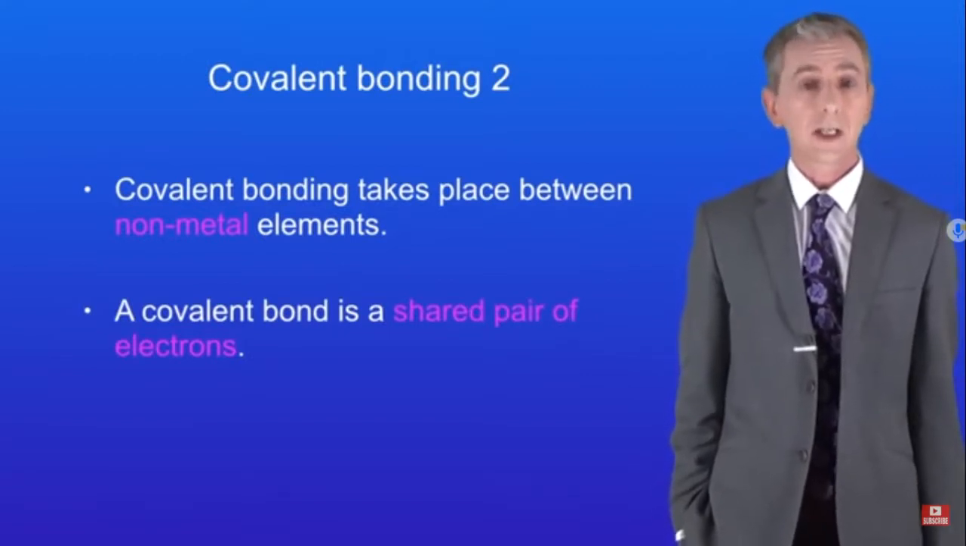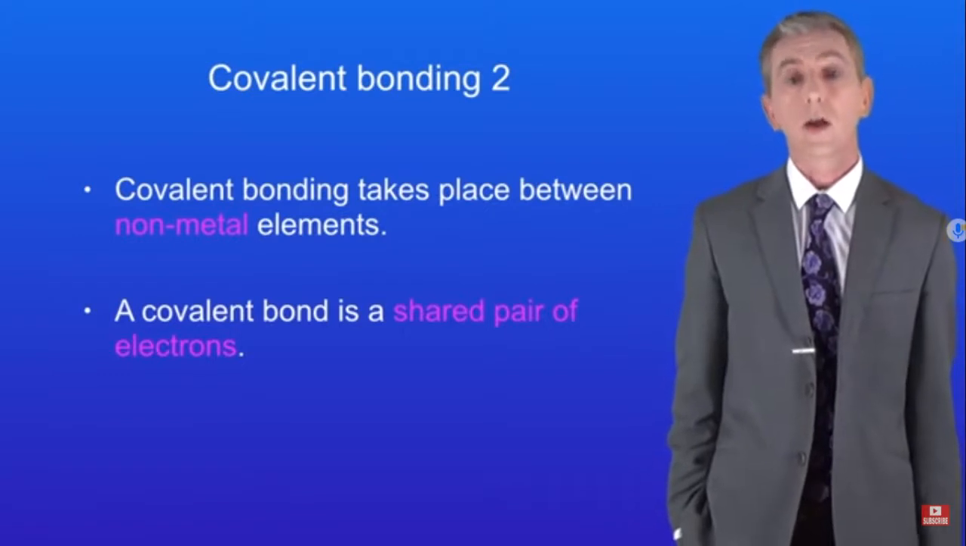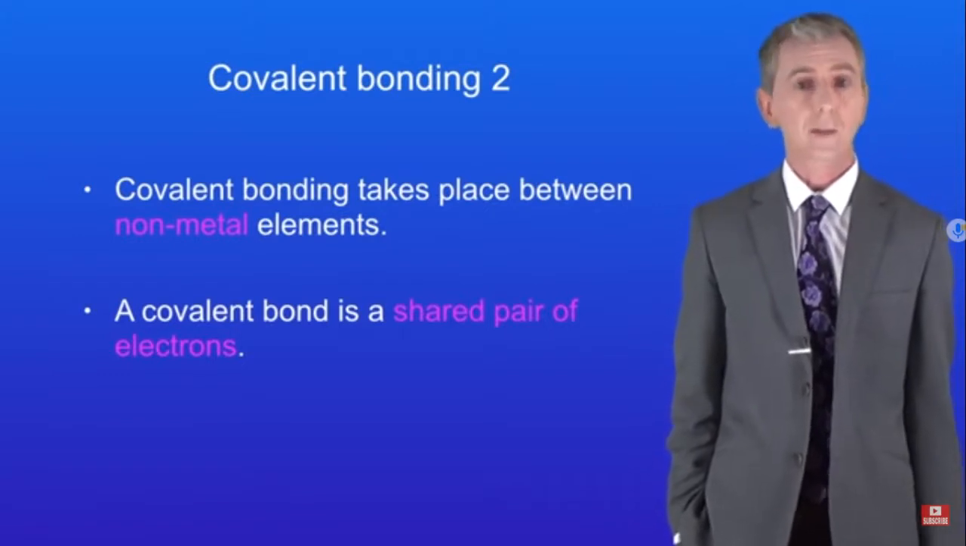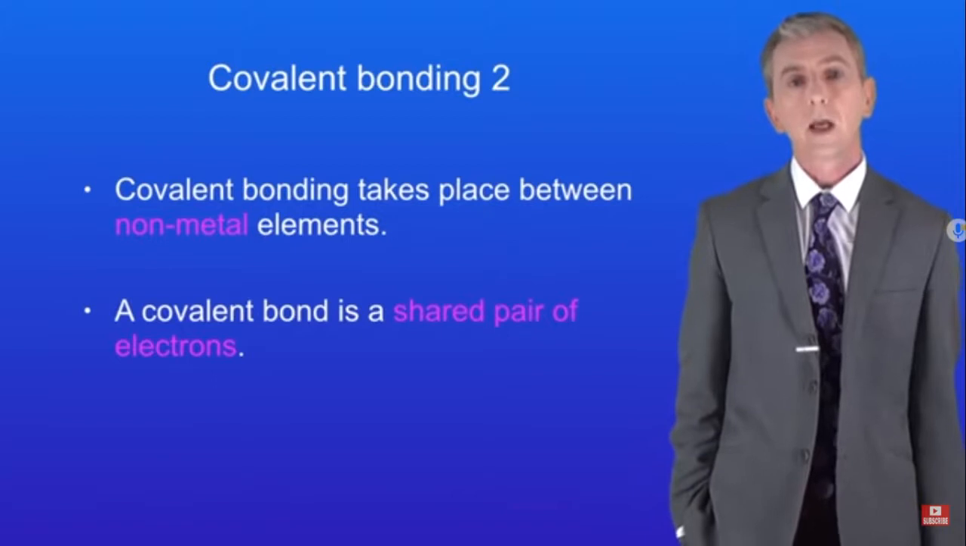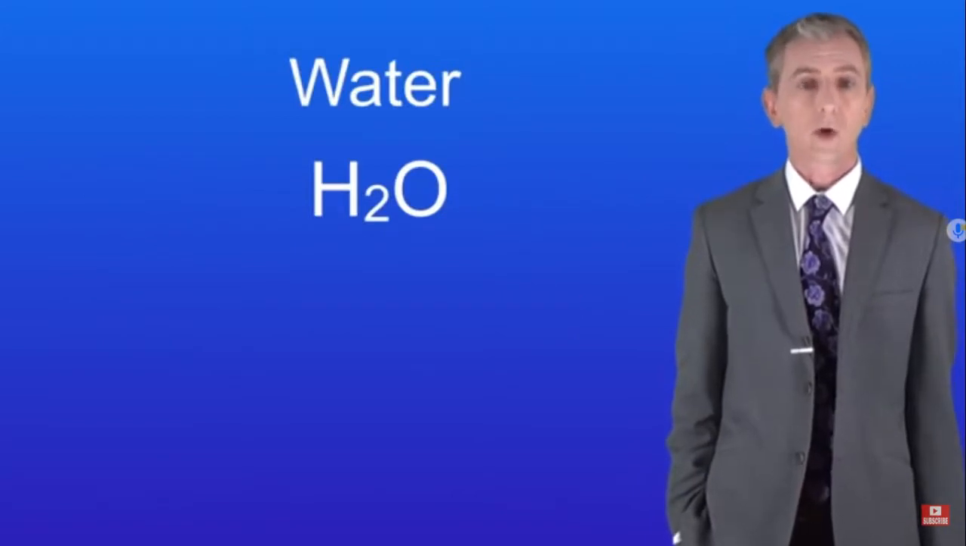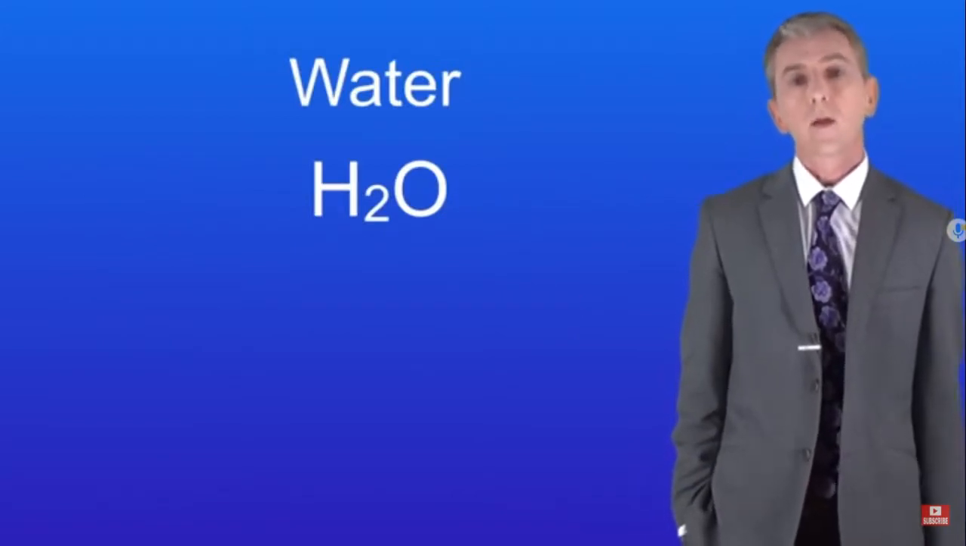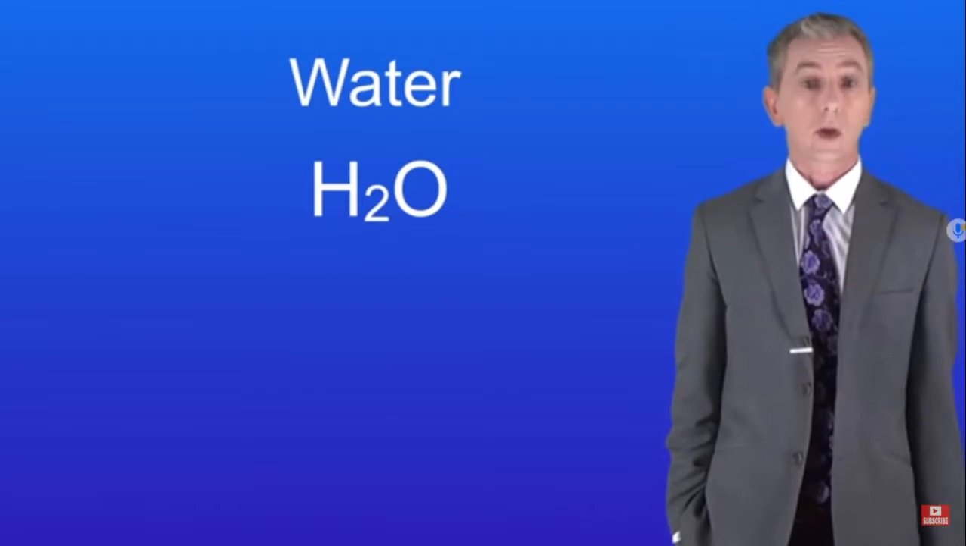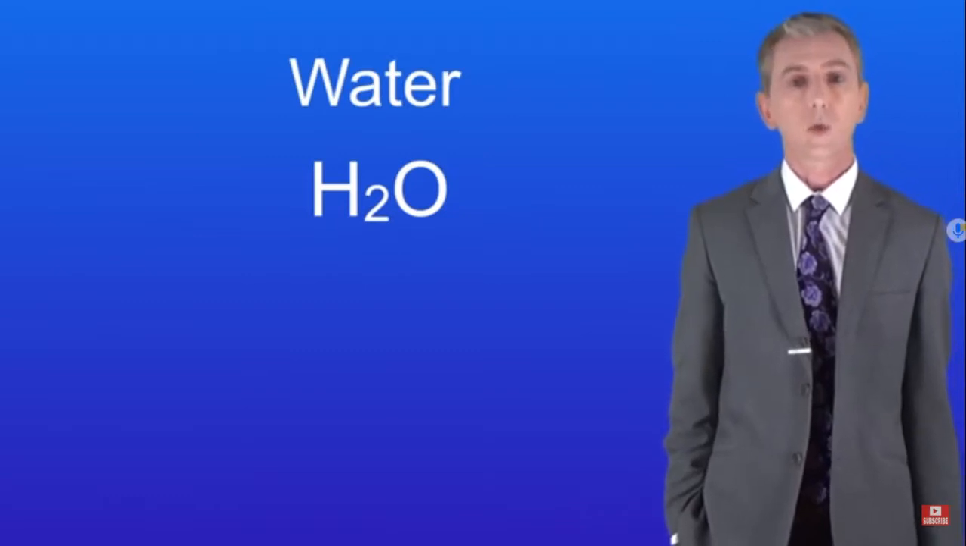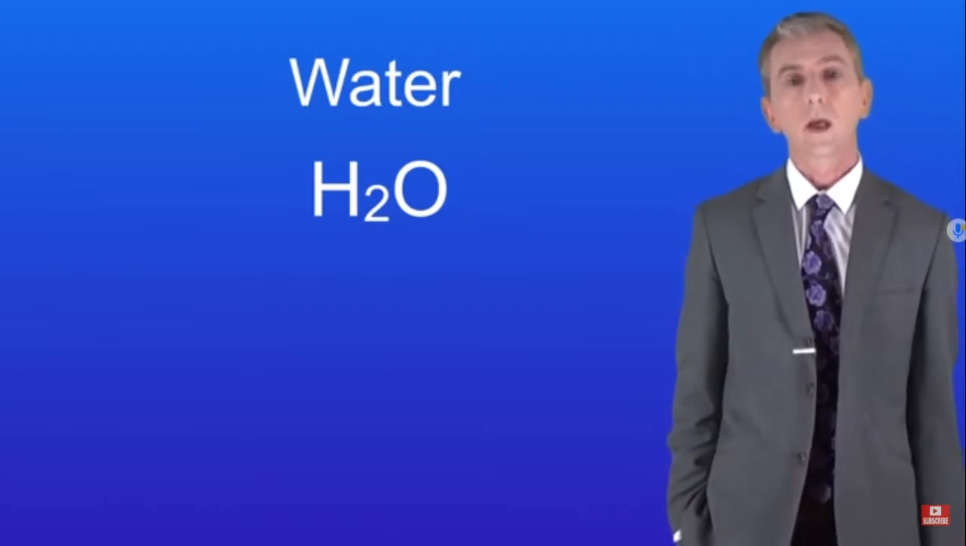In this video, we're going to continue looking at small covalent molecules. These are really important and you could be asked about them in your exam. Okay, let's start with water, which has a formula H2O. From this we can see that a water molecule has 2 atoms of hydrogen bonded to 1 atom of oxygen.